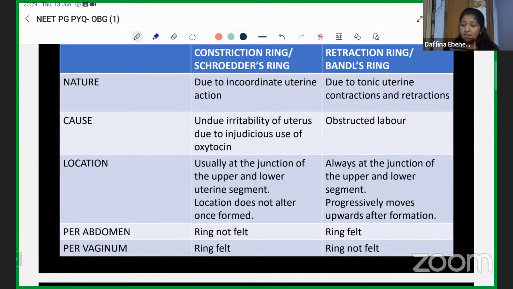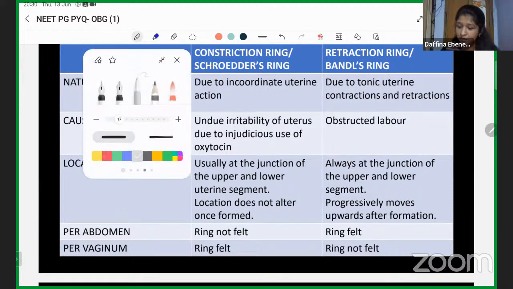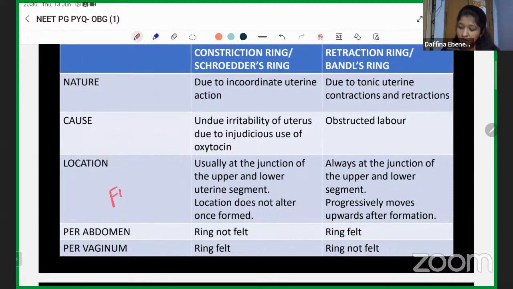The cause of the constriction ring will be undue irritability of the uterus due to injudicious use of oxytocin. Without monitoring the contractions, if you keep on increasing the oxytocin, it's going to cause the constriction ring. On the other hand, retraction ring occurs in obstructed labor. So where do you see the ring? In both cases, it's present at the junction of the upper and lower uterine segment, but the constriction ring is fixed. The constriction ring will not change its position. Once a constriction ring is formed, it's going to stay in the same place.